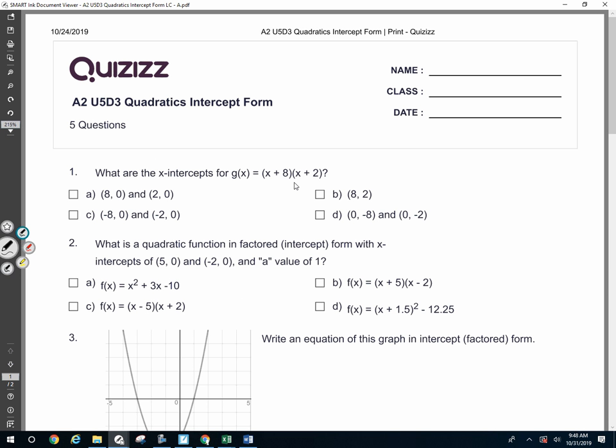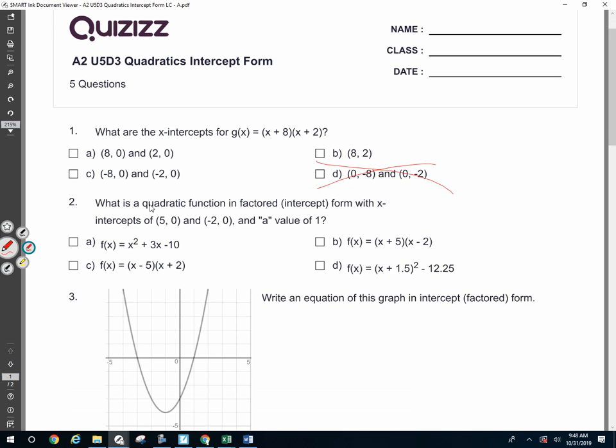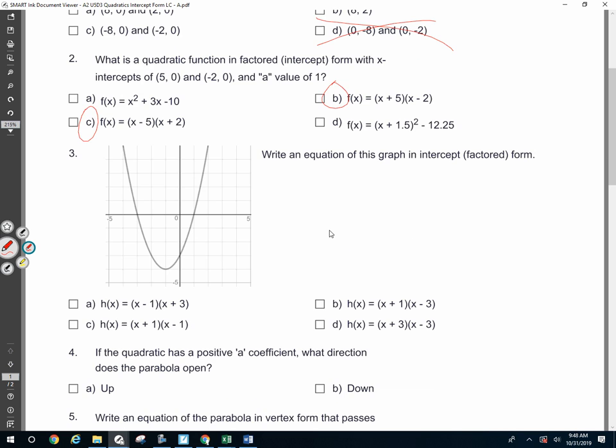X-intercepts. That's easy. First thing, understand that it's x's. So immediately D's out, because these are when x is 0, what is y. These are y-intercepts, so that's wrong. What is a quadratic function in intercept form with x-intercepts 5 and negative 2 and a value of a? You should be able to do that. If you don't, I'm sad. Really, you should come down to either C or B, and you should be able to figure out which one is correct. Talk with your neighbors about it.